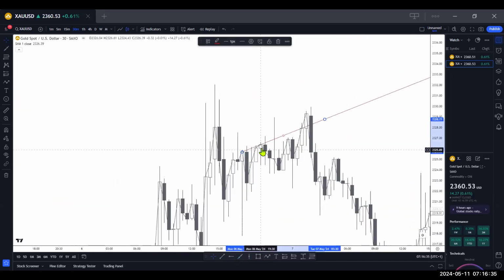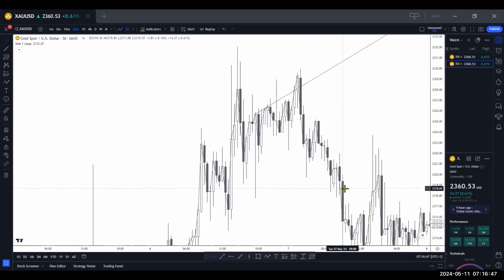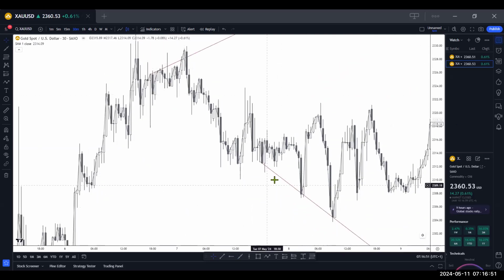The first touch or the second touch. This is your entry. Why is this a valid entry? It's a valid entry because this candle closed below the engulfing, even though this one did not close, so it's still valid. All right. So this is reversal, reversal.